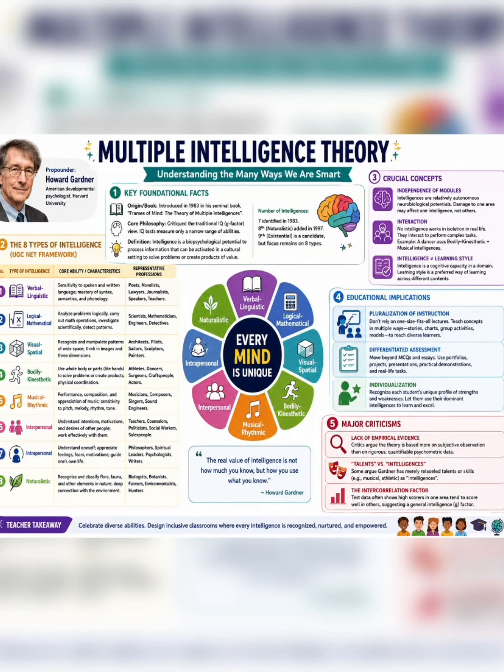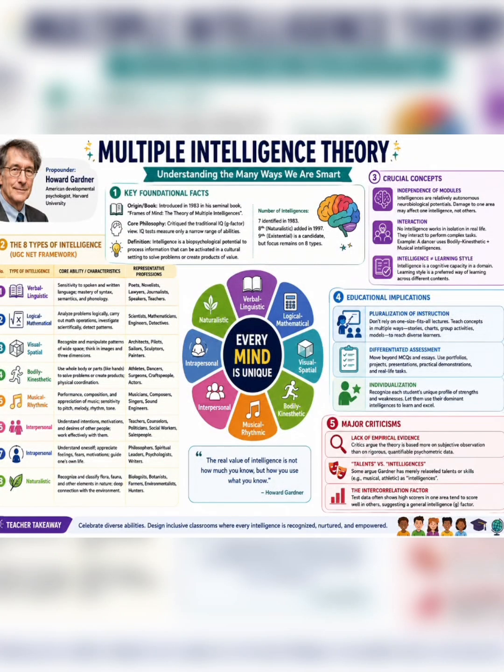Number 5, musical rhythmic, excellence in performance, composition, and appreciation of music, along with sensitivity to pitch, melody, and rhythm. Representative professions include musicians, composers, and sound engineers. Number 6, interpersonal, the capacity to understand the intentions, motivations, desires, and feelings of others, working effectively with them. Representative professions include teachers, counselors, politicians, and salespersons.